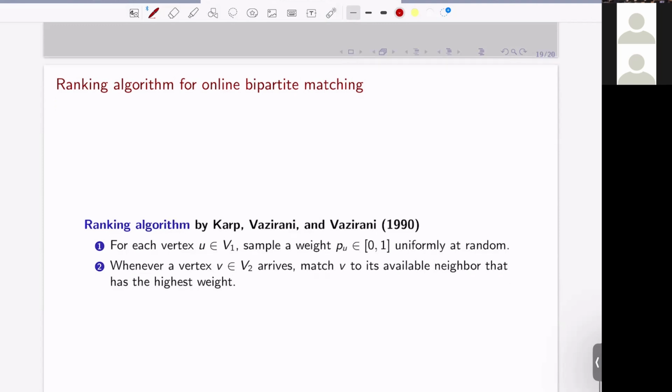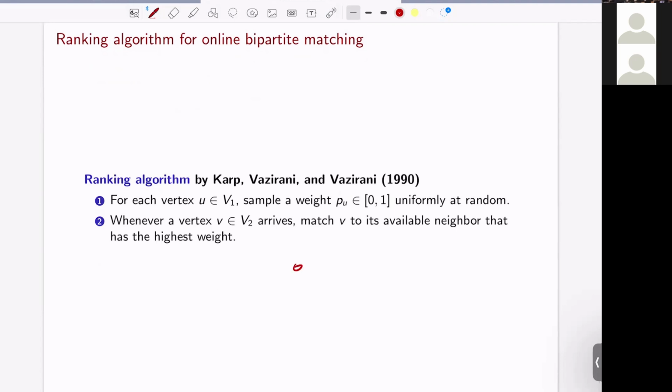Let's say I have X, Y, Z from one side, and I have V here. You look at the available neighbors. Then you compare the values of PX, PY, and PZ, and you choose the one with the highest value.